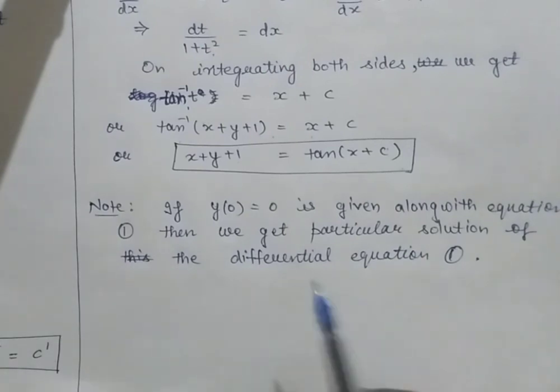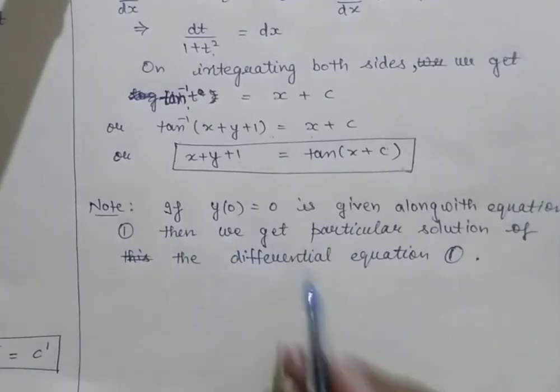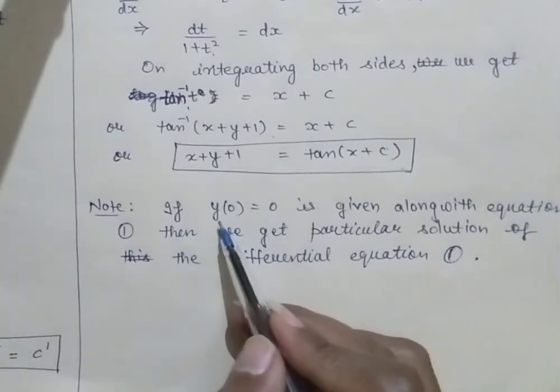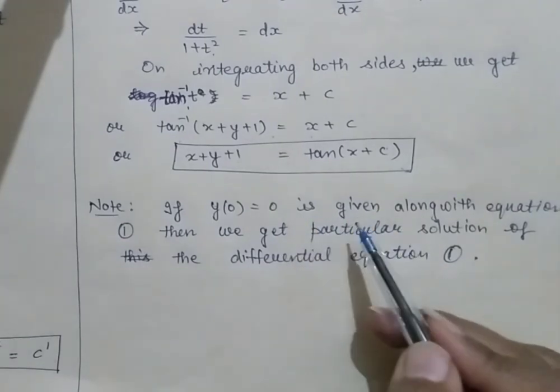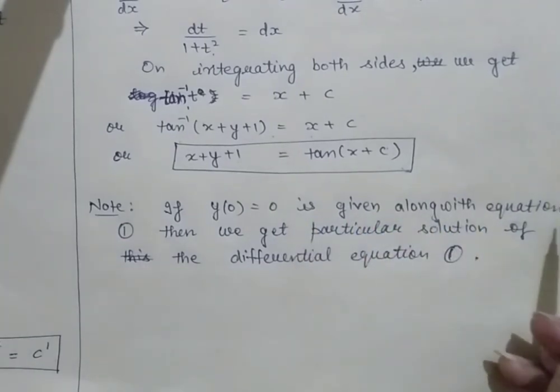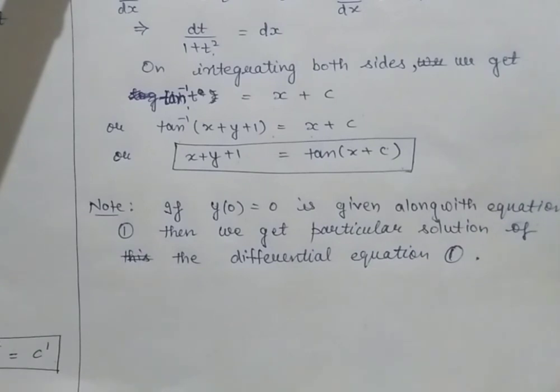Now if we are given some initial condition with the equation, that is, if y0 equal to 0 is given as an initial condition along with equation number 1, which was dy by dx equal to x plus y plus 1 whole square.